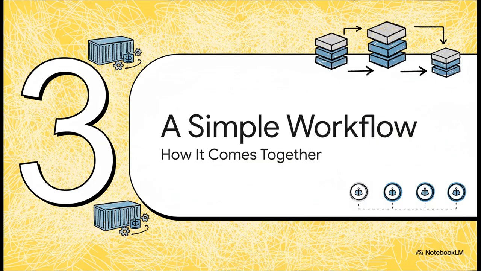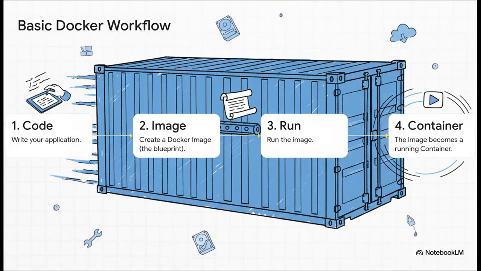All right, so we've got our blueprint, the image, and our build, the container. So how does this all fit together in a real-world workflow? Let's take a look. It really boils down to just a few simple steps. Step 1, you write your code, the actual application. Step 2, you create that Docker image. That's the blueprint that lays out everything your code needs. Step 3, you just tell Docker to run that image, and poof. Step 4, that image springs to life as a running container, and your app is just humming along perfectly inside.